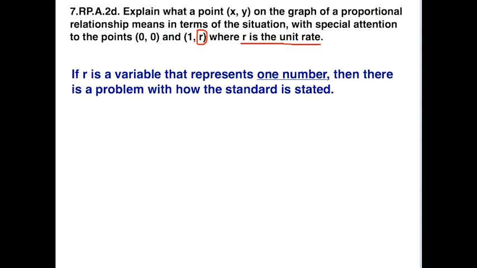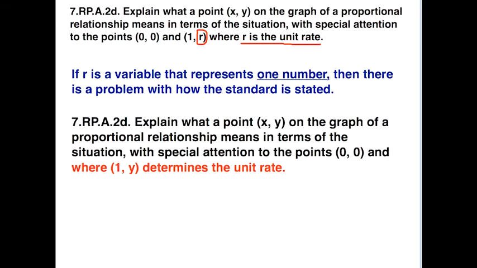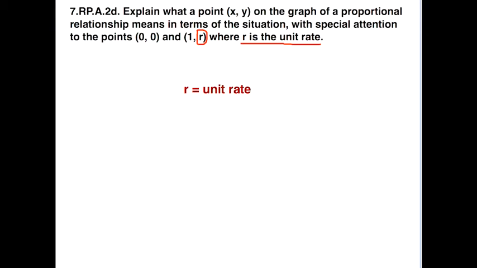So if R is a variable that represents one number, then there's a little bit of a problem with how the standard is stated. When we look at the standard, where it says the point (1, r), where r is a unit rate, it might be a little bit better for students to understand this as saying, well, you have the points (0, 0) and (1, y), where the point (1, y) determines the unit rate. This might be a better interpretation as far as students understanding what the standard says and not getting confused with this idea of just r being the unit rate.